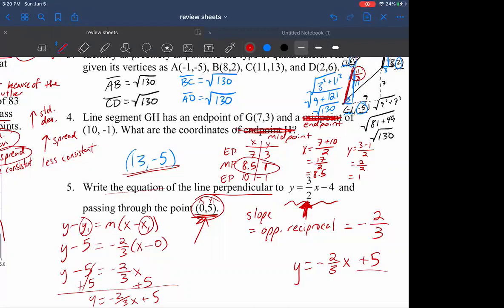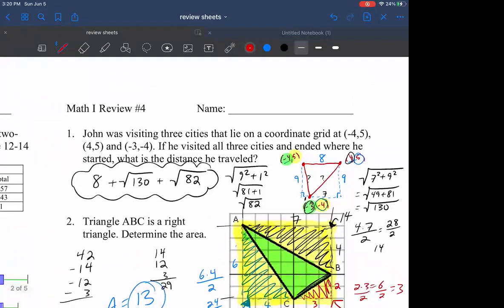So that's it for review number 4. A lot of geometry in this one. If you have questions on that, let me know.